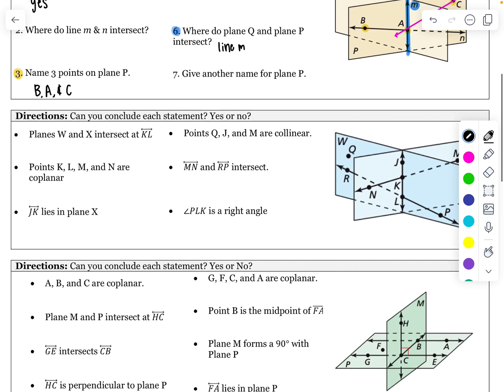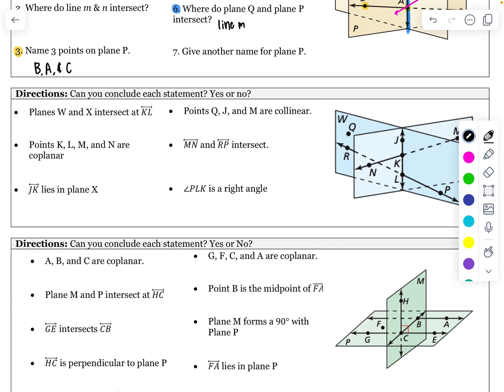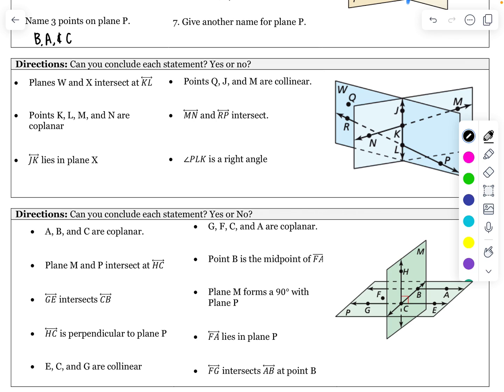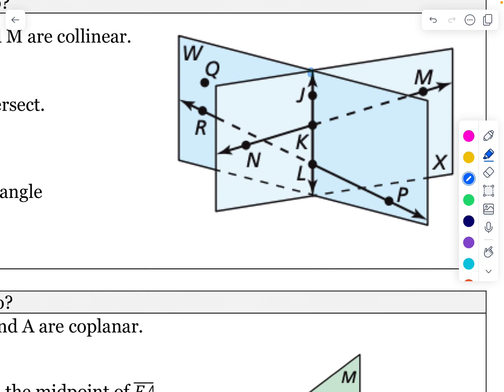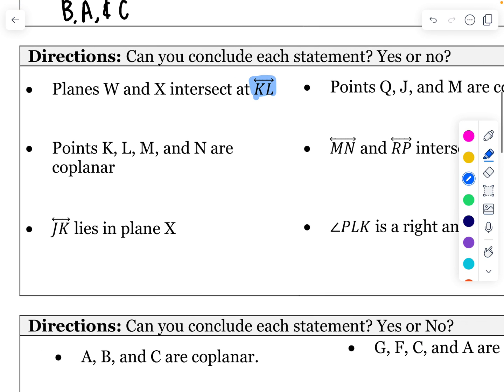And then this section is asking, can you conclude each statement yes or no? So first one says planes W and X intersect at line KL. Well, I know at least it's starting off as true because it's saying 2 planes intersect at a line, but I just need to make sure that KL is the correct line. And KL is that line right there, and that is where W crosses through X. So we would say yes, they do. We can make that conclusion.